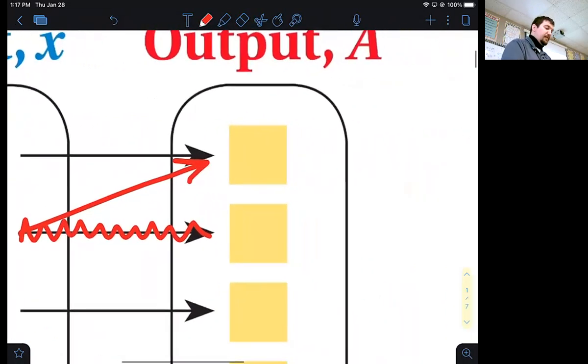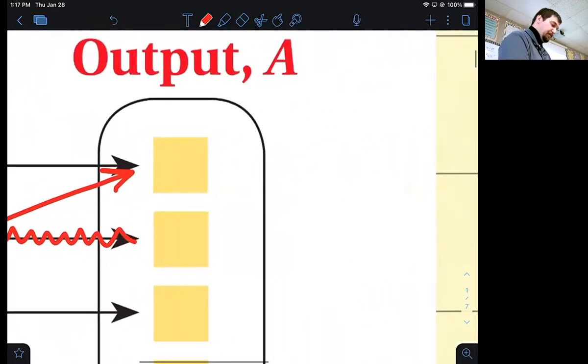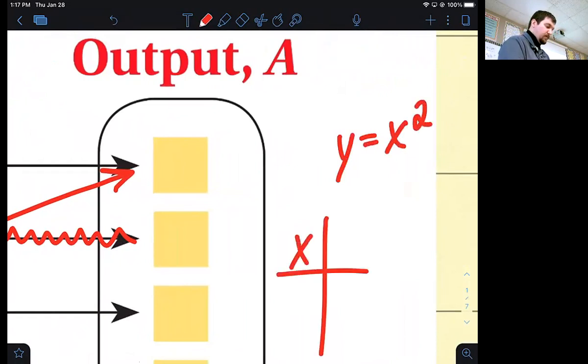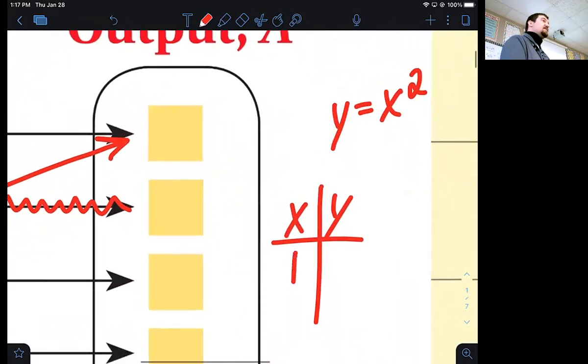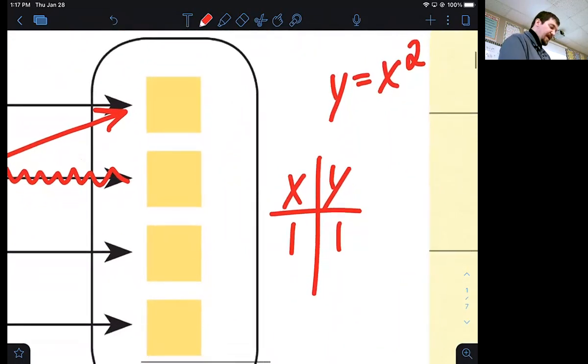Let me give you an example of a function that would do that. When I plug in 1 for X, what's 1 squared? I get 1 for Y. When I plug in -1 for X, what's -1 squared? 1. I get 1 for Y.